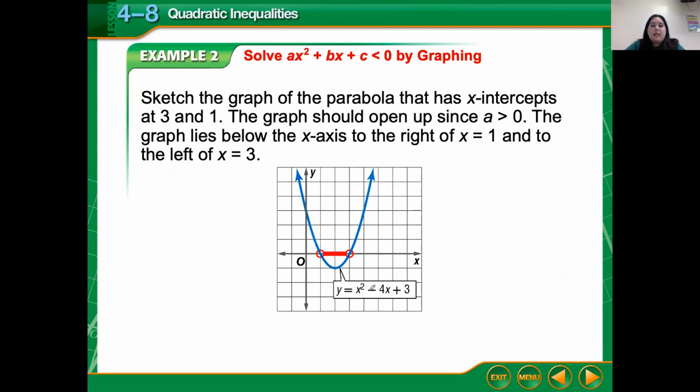Then we're going to sketch the graph of the parabola that has x-intercepts at 3 and 1. The graph should open up since a is greater than 0. And since the graph lies below the x-axis to the right of x equals 1 and to the left of x equals 3, that means the solution is x such that x is greater than 1 but less than 3. So our answer is the shaded region that's below. So which x values would work?